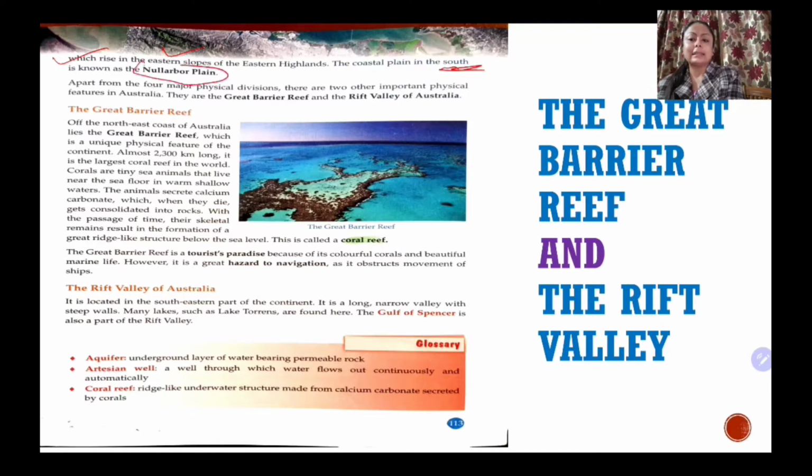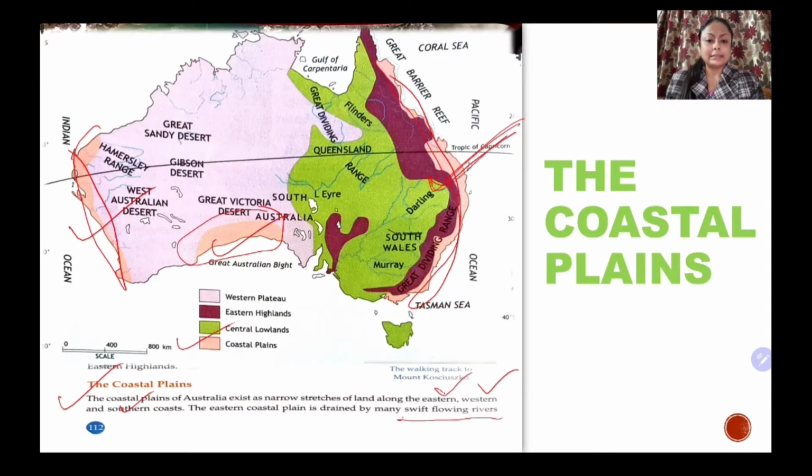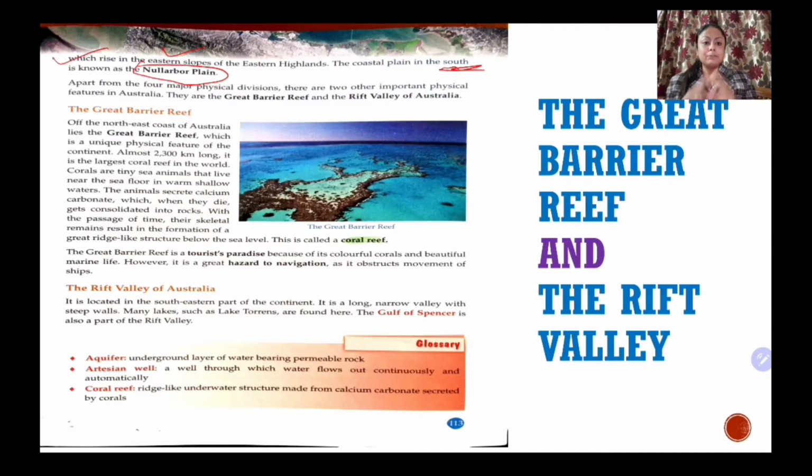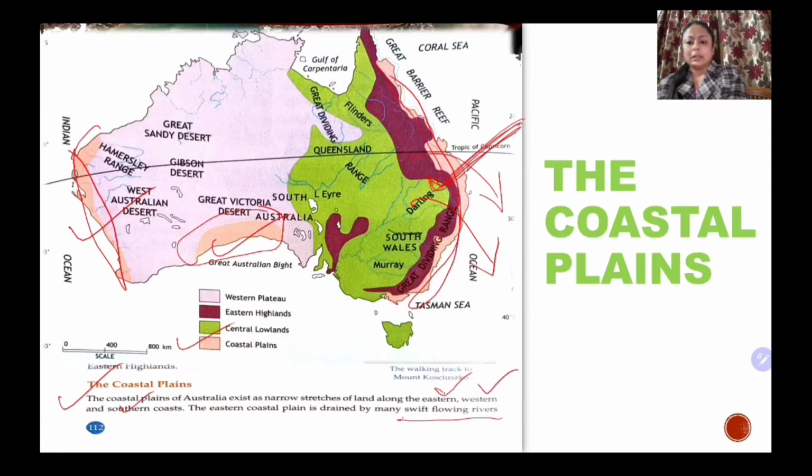The coastal plain in the south is known as Nullarbor Plain. Children, we have discussed that on the eastern side several rivers flow and drain into the sea, and before draining, they bring sediments and deposit them in the coastal area, and the coastal plain has formed in the eastern side. Now, the coastal plain in the southern portion of Australia, you can mark it here, is known as Nullarbor Plain.